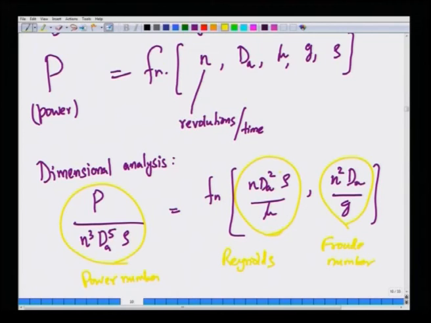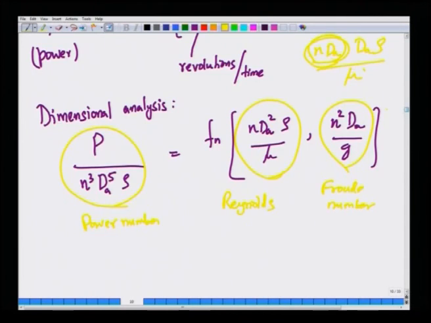N times dA is the linear velocity of the tip of the impeller. Times dA rho by mu is the Reynolds number. The Reynolds number is a velocity scale times the length scale times density by mu. The velocity scale is given by n times dA in problems involving rotary motion of the impellers. So, this is essentially a Reynolds number, n dA squared rho by mu. Power number is a non-dimensional power requirement of the system. This is analogous to friction factor in a pipe. In a friction factor, we worry about the non-dimensional pressure drop. Here, we worry about the non-dimensional power requirement of the system.